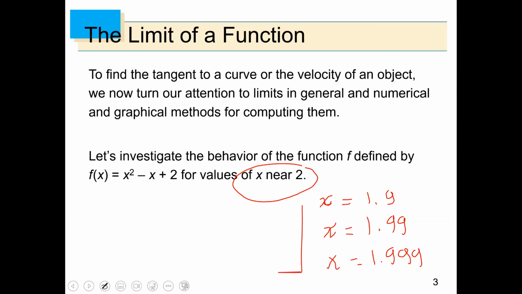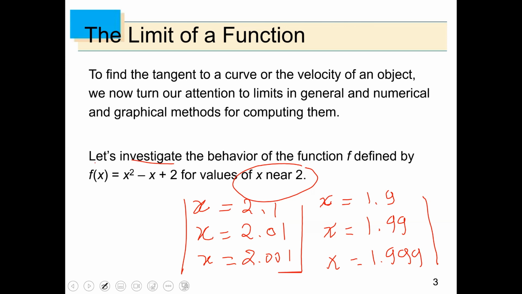And I will need to do the same thing, but with x greater than 2. So let's say x equals 2.1, for example. If I want to get closer to 2, then I will take x equal to 2.01. Closer again, 2.001, and so on. And I will substitute these values of x in the function f of x, and I will make a conjecture. I will say that this is my conclusion for the limit.